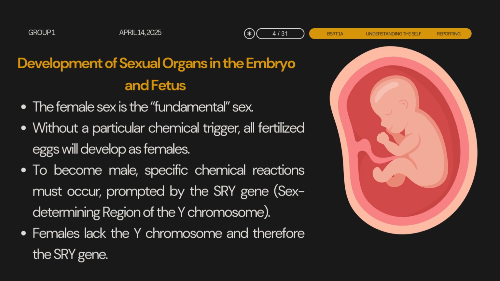Next is the development of sexual organs in the embryo and fetus. In early development, all embryos have the potential to become either male or female. Female is considered the default path because, in the absence of certain signals, the embryo will naturally develop female sexual characteristics. The presence of the Y chromosome, specifically the SRY gene on it, causes the embryo to develop male characteristics instead.